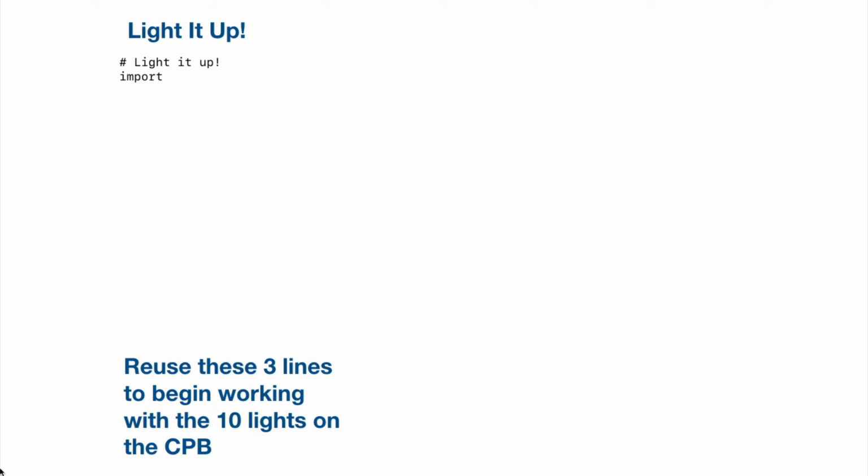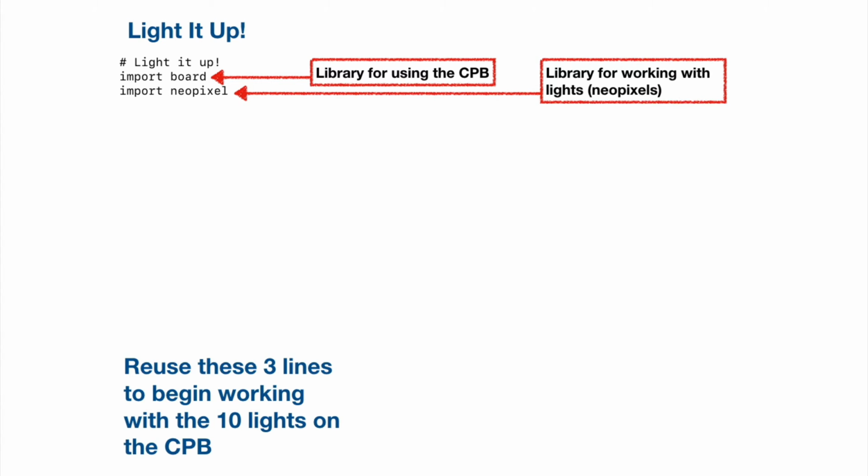The first line is import board. Now Python itself doesn't know that the CPB exists, but when we say import board, what we're doing is importing a software library that extends Python and allows us to work with the board that we've just plugged into our computer. Now we're also going to say import NeoPixel. NeoPixel is the name for these little lights that can shine in any color, and so by importing that library, we're saying, hey, we're also going to work with lights in our program.